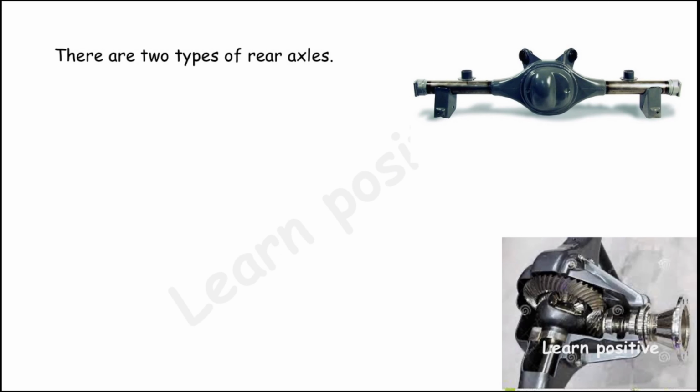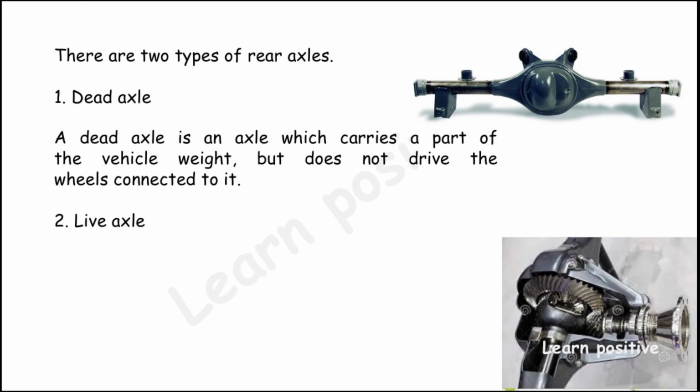There are two types of rear axle we are using. One is the dead axle and the other is the live axle. In the dead axle, the axle only carries a part of the vehicle weight. It does not connect to the wheels, and the power does not go to the wheels. It is a dummy one. So it is used in nowadays' front wheel drive cars. We are using the dead axle there.